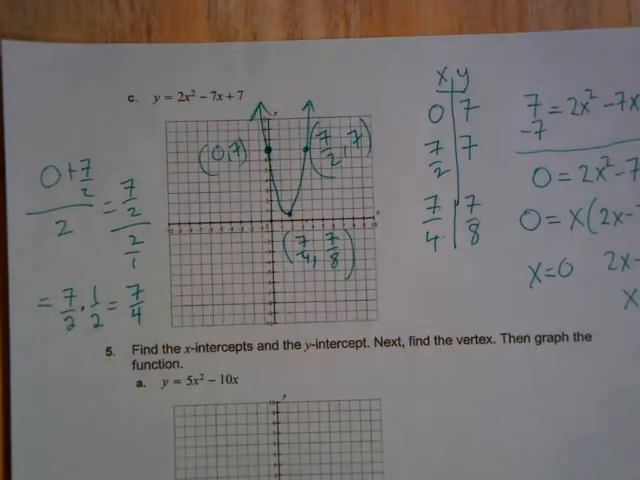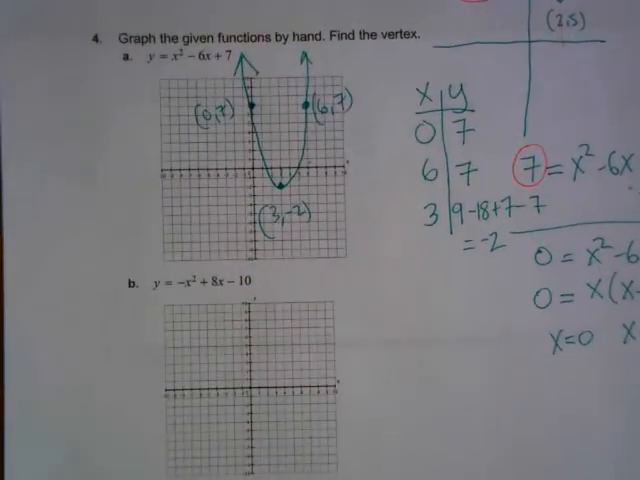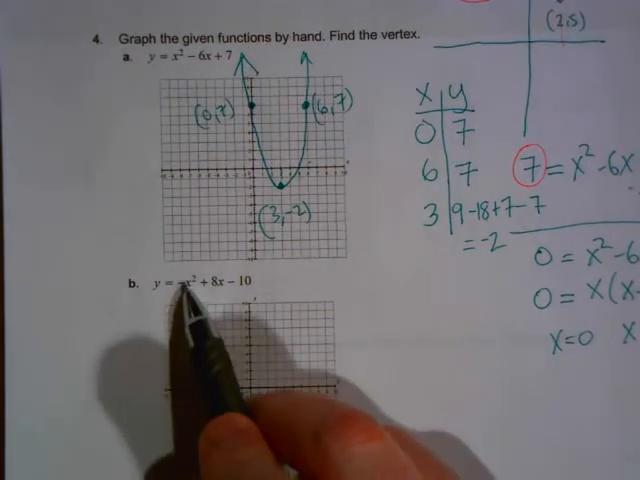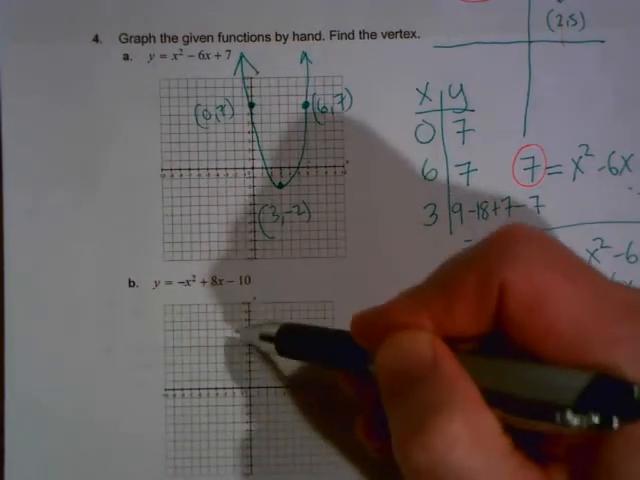Okay, so now you might want to go back and try B. With B, the numbers are going to come out nice. I promise you the numbers are going to come out nice. But once again, when this number is a negative, the parabola is going to be upside down. Your vertex is going to be a high point. So be expecting that.